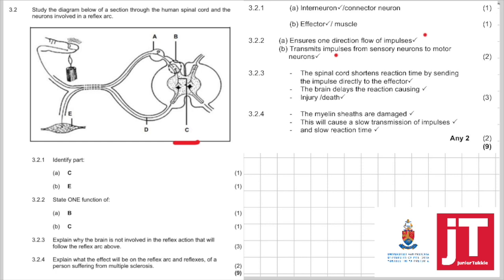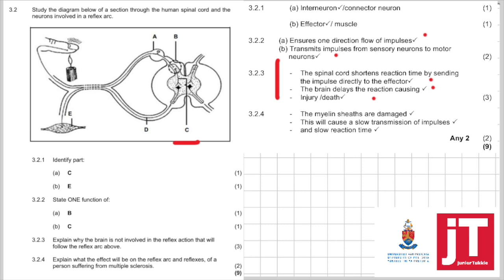3.2.3. Explain why the brain is not involved in the reflex action that will follow the reflex arc above. Now, the spinal cord shortens the reaction time by sending the impulse directly to the effector. If the brain was involved, the brain would delay the reaction, causing injury, death, or even harm to the organism. Very nice question. Write that down, grade 12s.